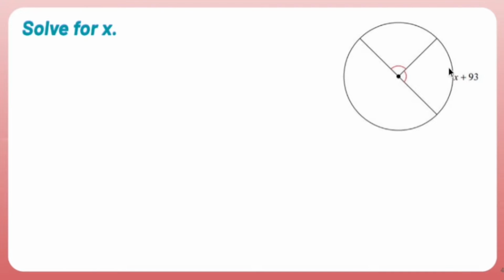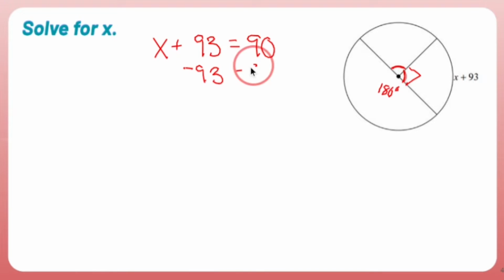Solve for x. All right. What do I have? I have this guy, which is a radius, and this guy is a diameter. I have this angle, which equals that angle. If this is a diameter, that means this angle is 180 degrees. If these two are equal, that means each is 90 degrees. So the way I can set this up is x plus 93 is 90 degrees. It's a one-stepper. Just subtract 93 from both sides, and x is negative 3.